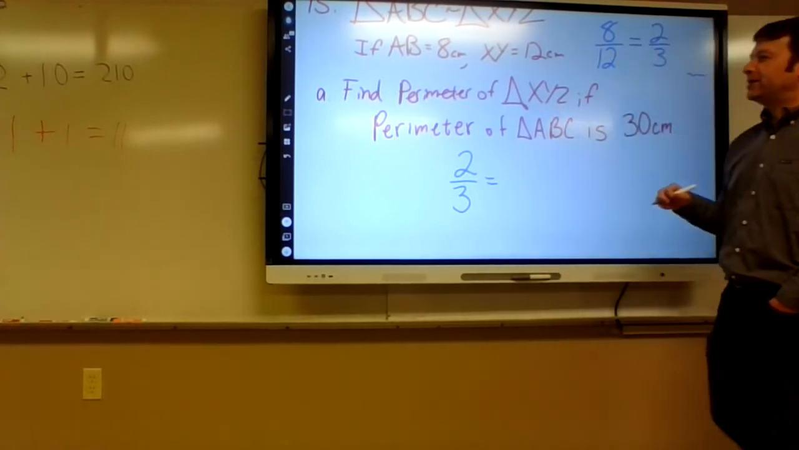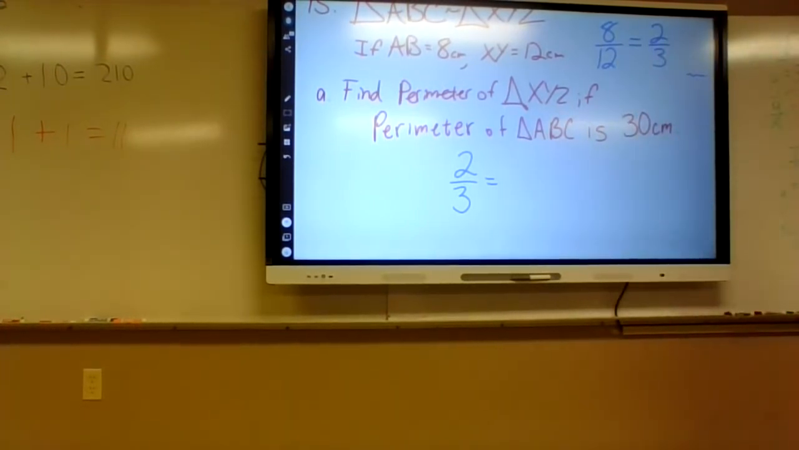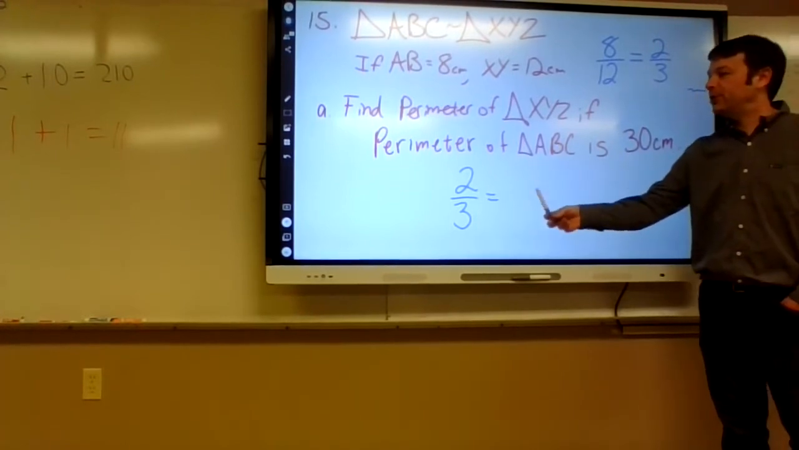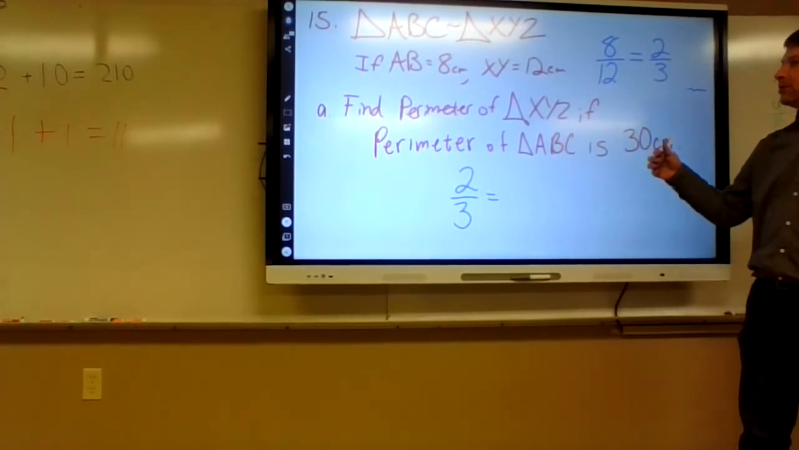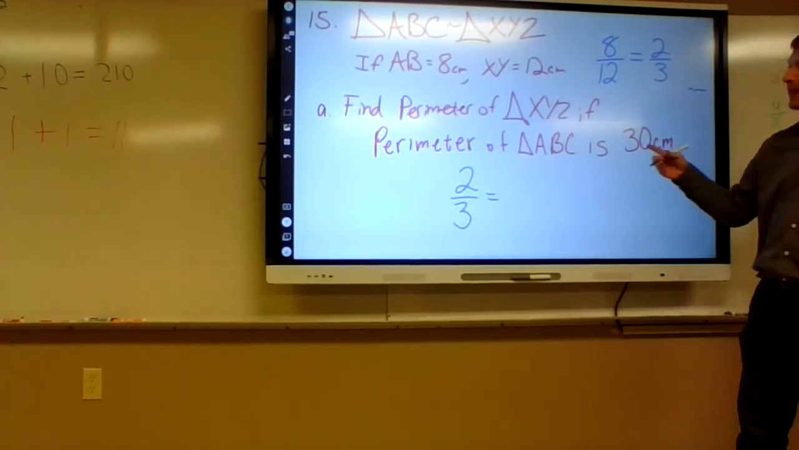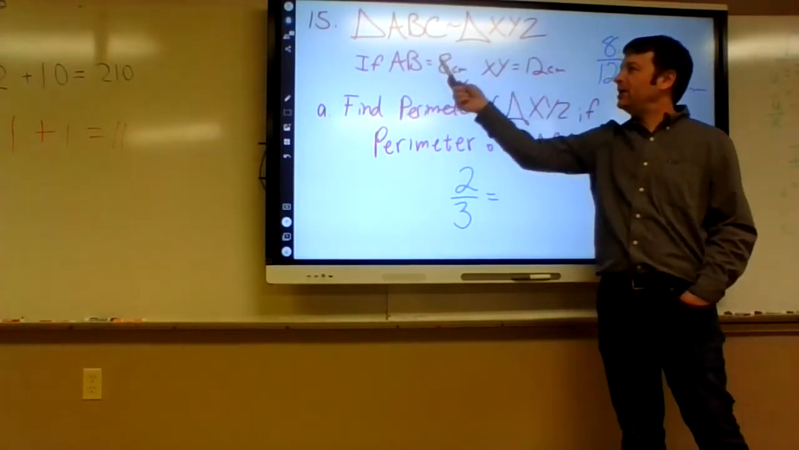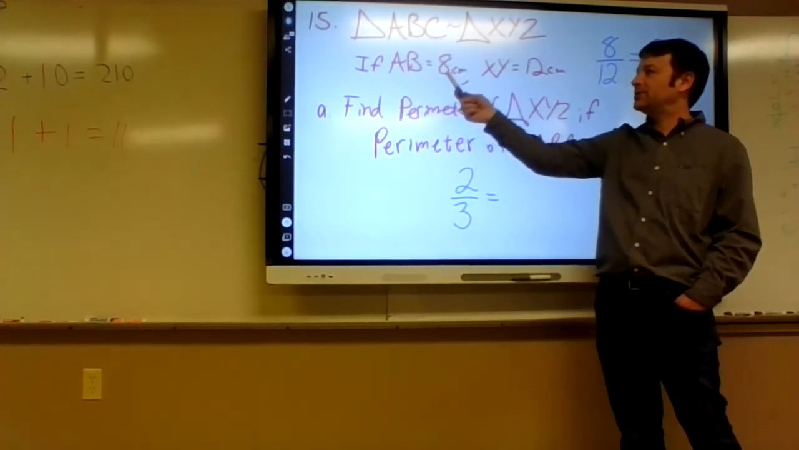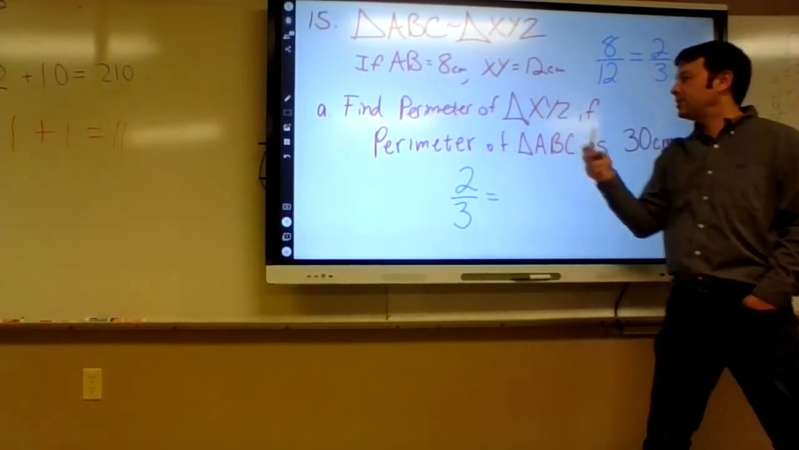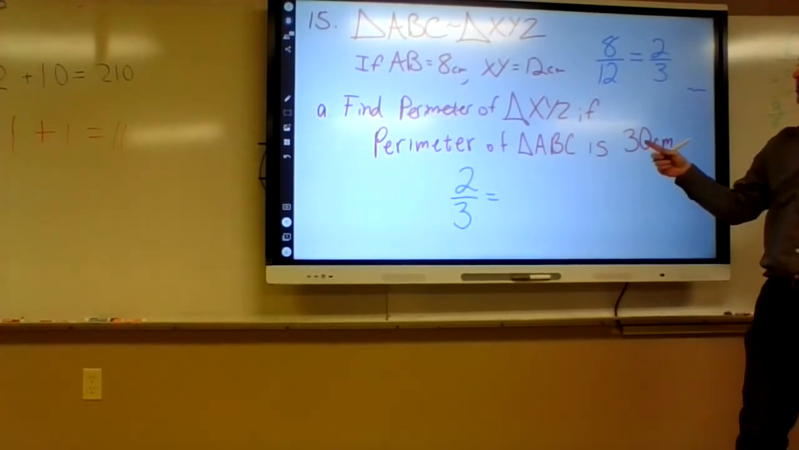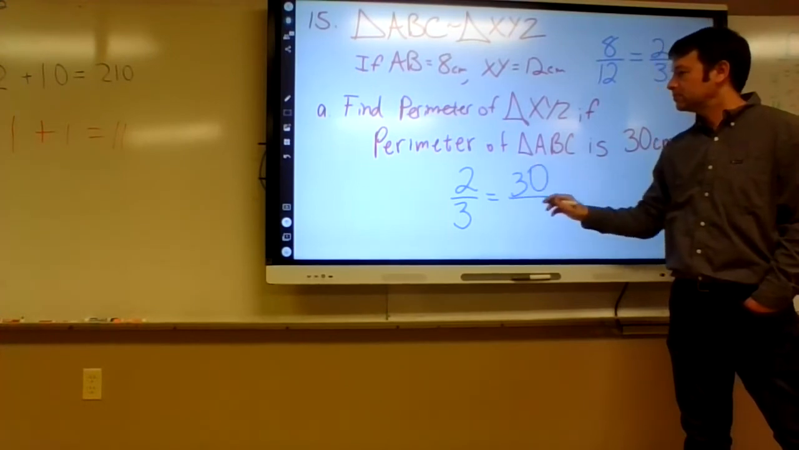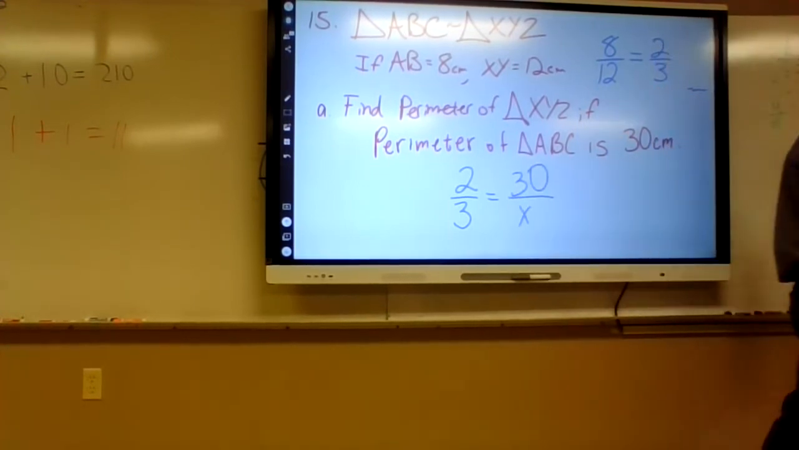So you set the ratio of the perimeters equal to the similarity ratio. Should 30 go on the top or the bottom? Why did they say top? Because ABC is the little triangle, because they told us AB was 8 and XY was 12. So 30 should go with the little one on the top. So we're solving that.